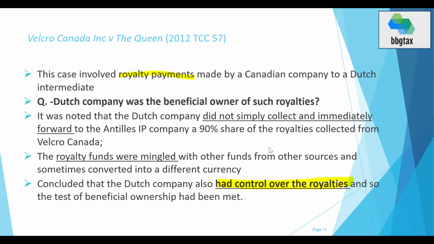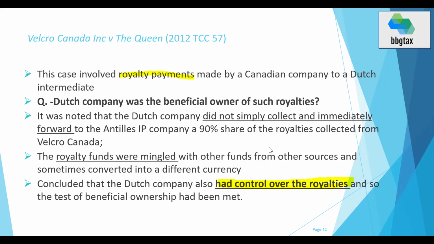So this particular case involved royalty payments made by a Canadian company to a Dutch intermediate company in respect of a license of IP, intellectual property, ultimately held by a group company in the Netherlands and Thailand. The payments from the Canadian group company to the Dutch intermediate company were made under the provisions of the Dutch-Canada Treaty.